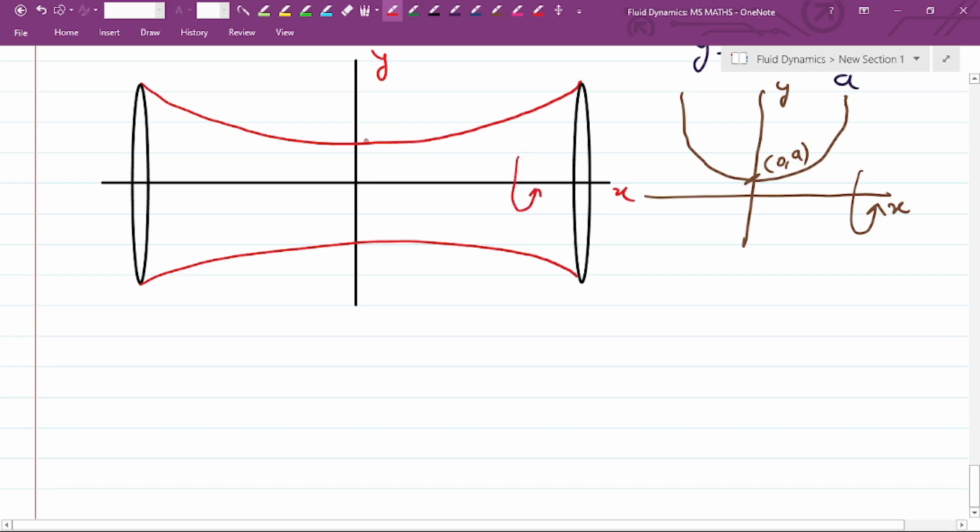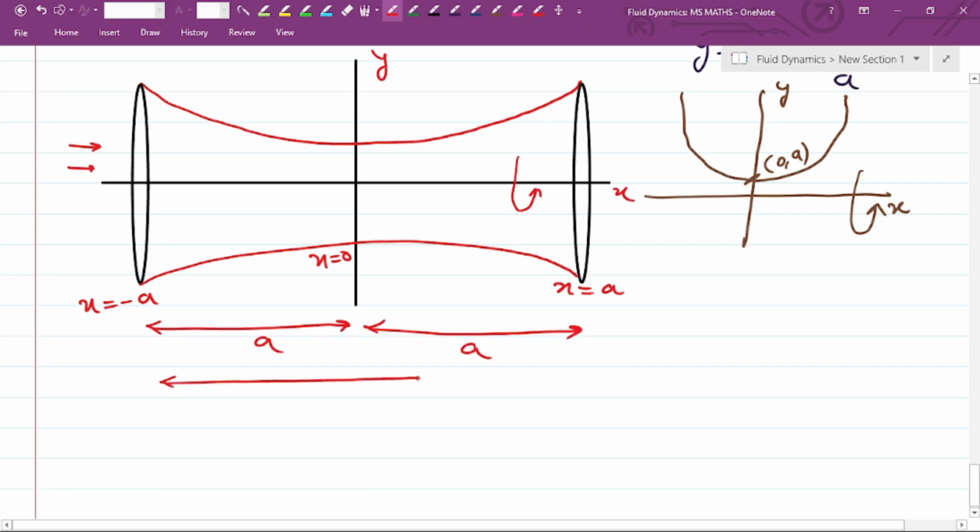Now this is x equals 0. This is x equals minus a, and this is x equals a. Fluid enters from x equals minus a. Then we find the time taken from minus a to a. This length is a, and this is also a, so the total length of this pipe is 2a.